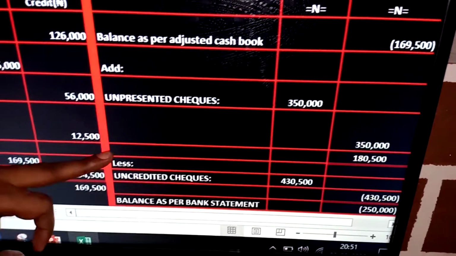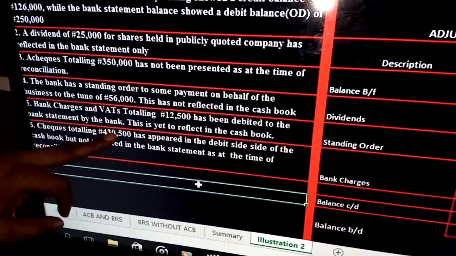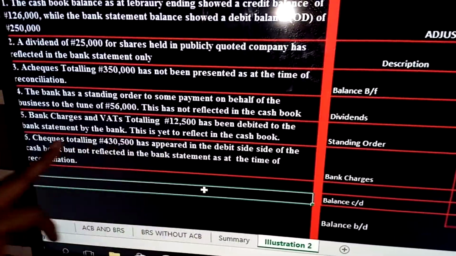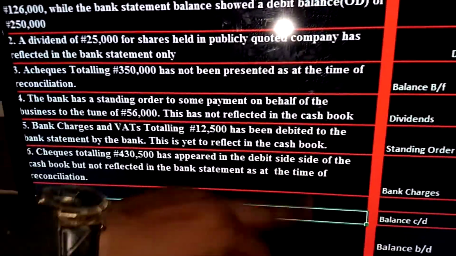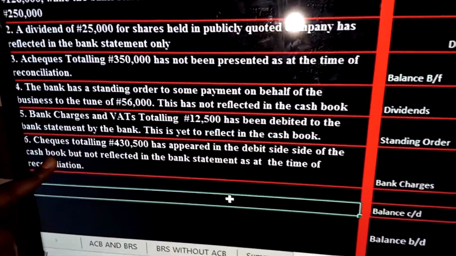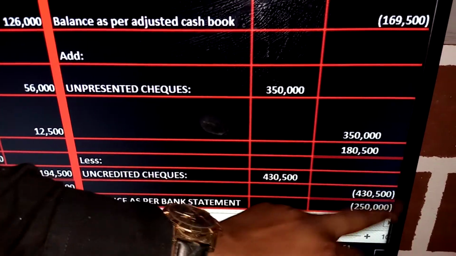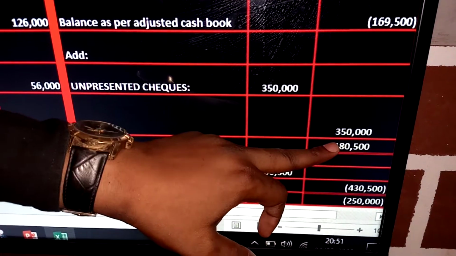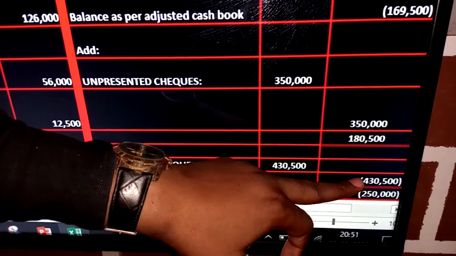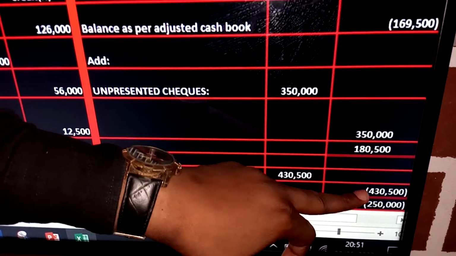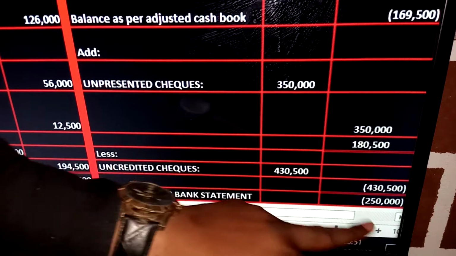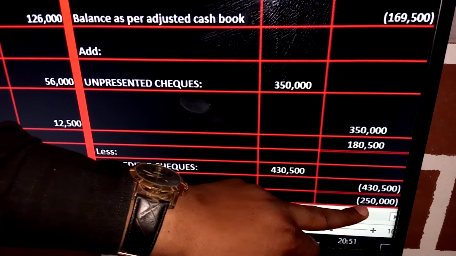180,500. So what's the next one? Less uncredited checks that have been given to us here. Checks totaling 430,500 have appeared in the debit side of the what? Cash book, but not reflected in the what? Bank statements at the time of what? Reconciliation. So 430,500, you're putting it in brackets, so 180,500 minus 430,500. That gives us minus 250,500.